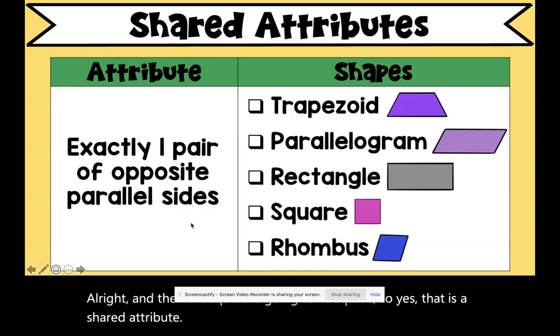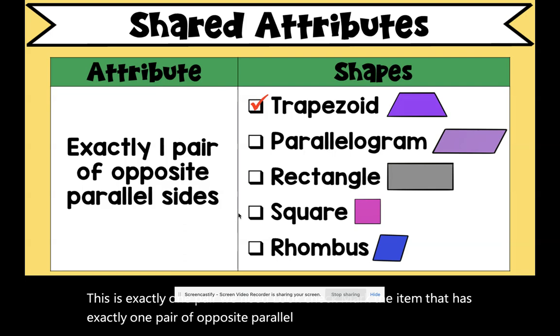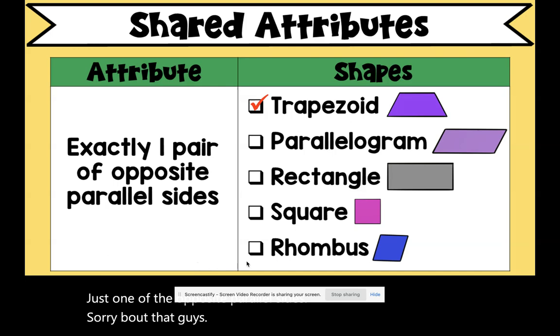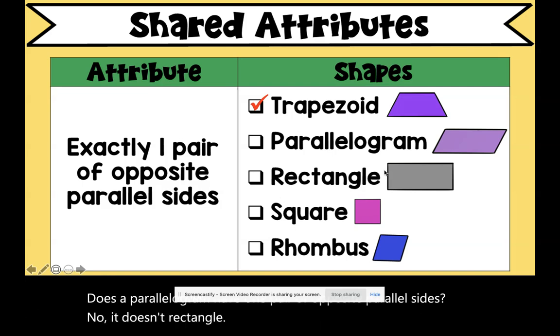This is exactly one pair. We need to check mark the item that has exactly one pair of opposite parallel sides. It's trapezoid. That is correct. Parallelogram. Just one of the opposite parallel sides. Right? Sorry about that, guys. All right. Does a parallelogram have one pair of opposite parallel sides? No, it doesn't. Rectangle? Just one pair. It has 2. So therefore that's not a shared attribute.